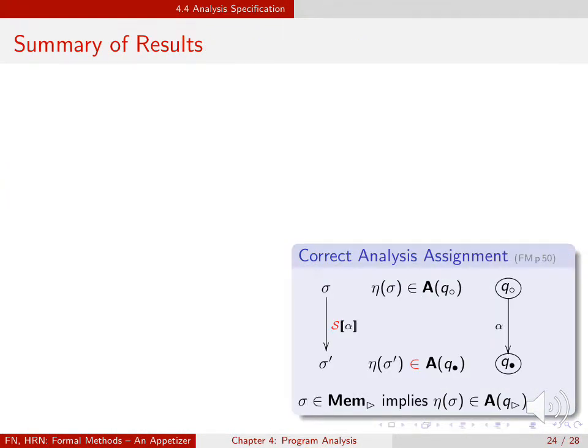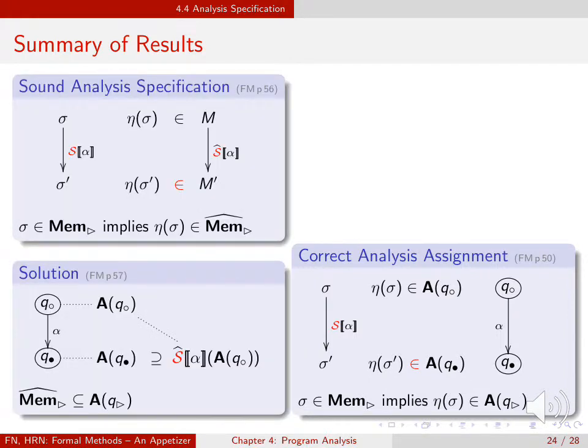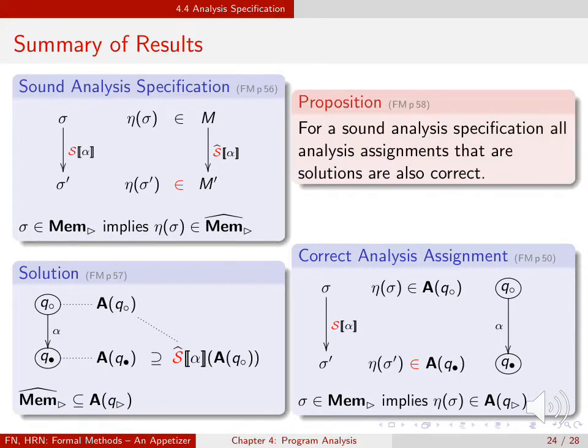It is time to summarize the results. What we want to obtain is that the analysis assignment is correct, and the diagram shows the way we have defined this. It is achieved by the following two subtasks. First, to ensure that the analysis specification is indeed sound with respect to the semantics. Next, to ensure that the analysis assignment actually solves the constraints specified by the program graph. We can summarize this insight by means of a short proposition.